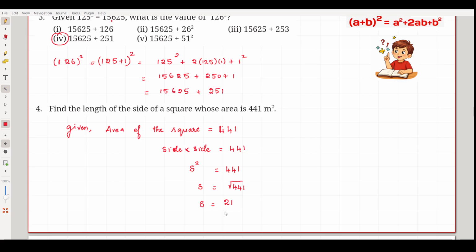Otherwise, you have to use prime factorization to get the value for the square root of 441. Now it is a simple 3-digit number, so directly we can get S is equal to 21. Therefore, the length of the side of the square is equal to 21 meters. In case you want me to explain how to find the prime factorization, let me know through the comments. I'll do it.